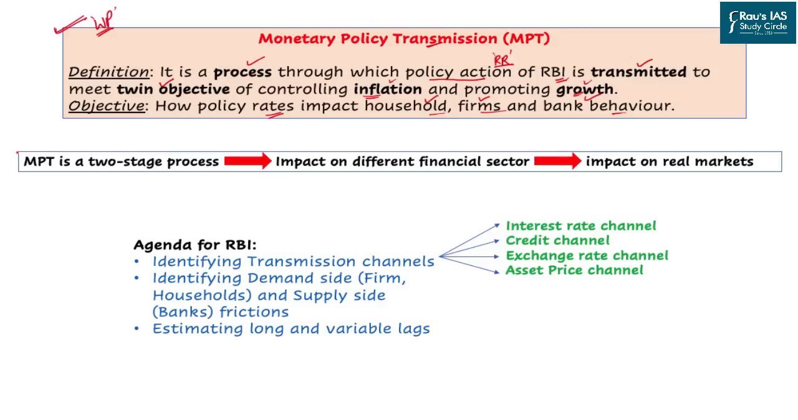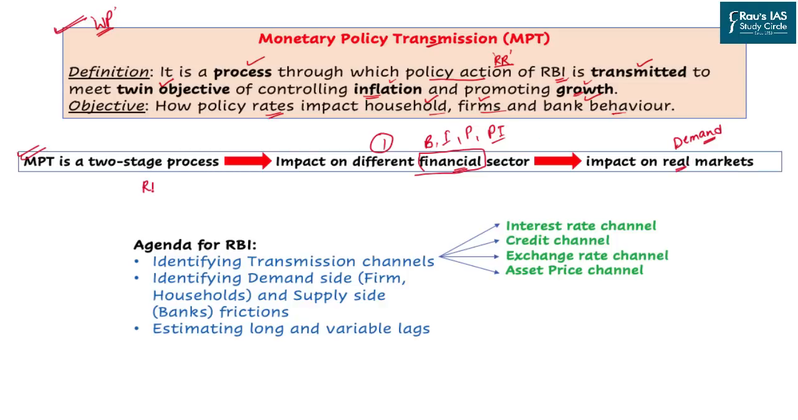Monetary policy transmission, or MPT, is a two-stage process. The first one is that there is an impact on different financial sectors. Now it may be banks, it may be the insurance sector, the pension sector, or a payment interface like Paytm or PhonePe. And after the impact on the financial sector, which also includes the exchange rate, the second impact goes on the real market, which also includes the demand by consumers in the open market. Now, how it is done, please understand.